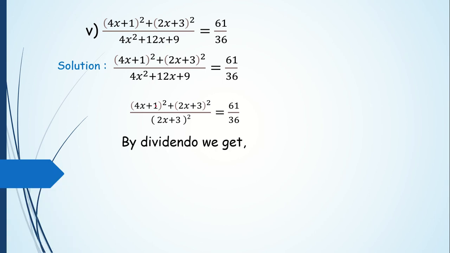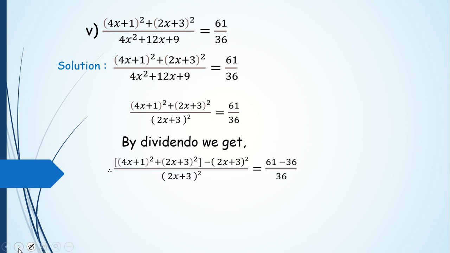Now this is a componendo, plus sign is there. So we will be doing opposite of it, that is dividendo. Numerator minus denominator. This is numerator minus denominator upon denominator. Now this part will get cancelled. This is plus, this is minus. And this side also we have done dividendo. 61 minus 36 upon 36.